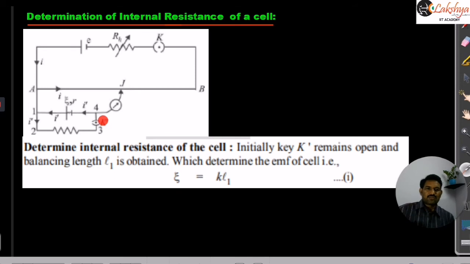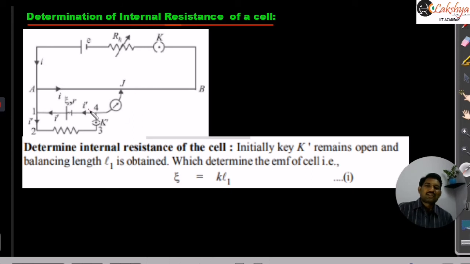If you want to find the internal resistance of a cell, that cell is connected in this primary circuit, secondary circuit, and across it a known resistance is to be connected with the plug key. Initially this key is open, so that this resistance is excluded from the circuit. Then we press the jockey at different points and find the balancing length. Suppose it is L1.